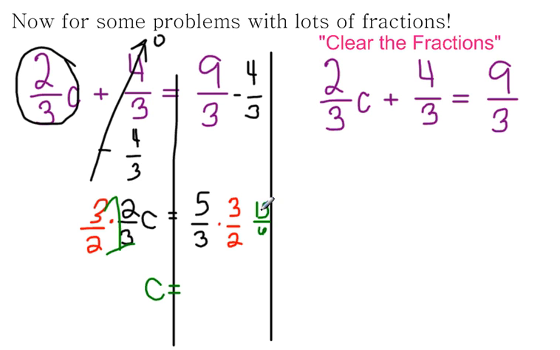This answer is not good enough. It needs to be simplified. So I would divide the top and bottom by 3, or what would have been easier at the very beginning. There's a 3 on the top and a 3 on the bottom. That leaves me with 5 over 2. So C equals 5 over 2.